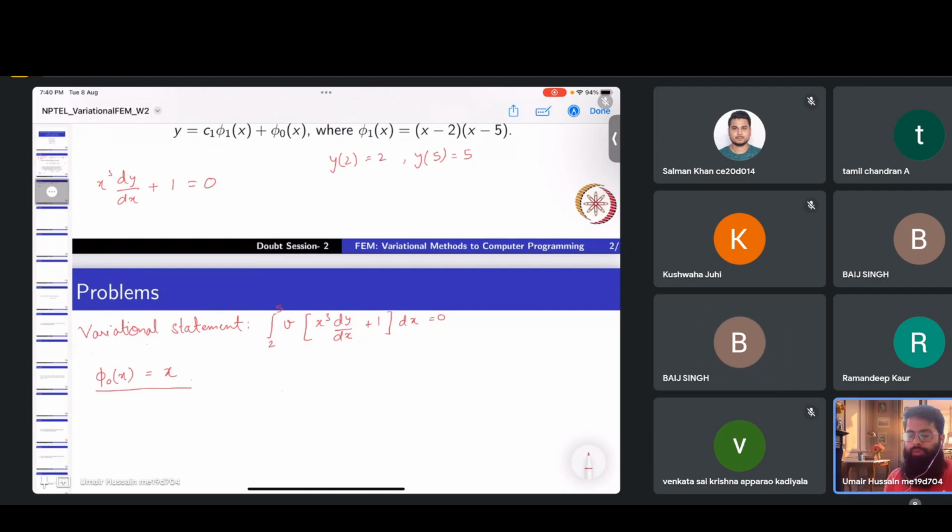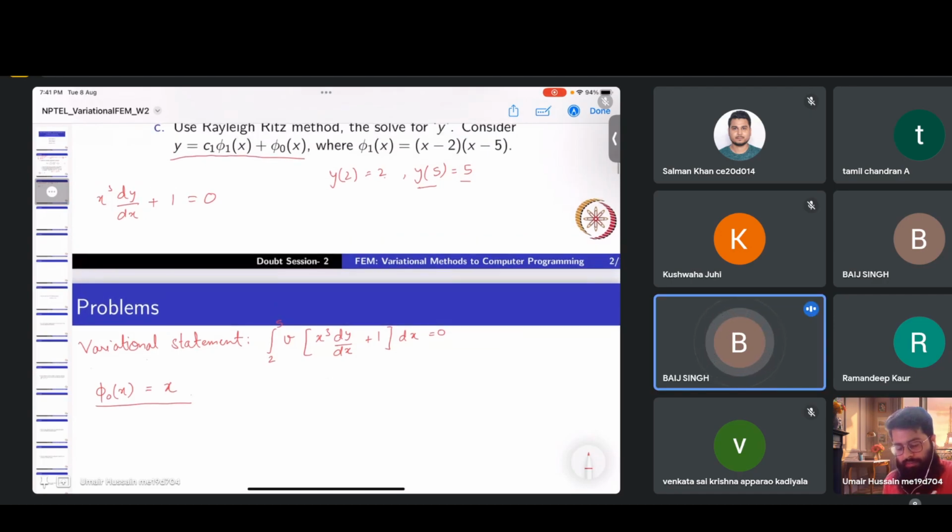You told me that the boundary conditions given were y at x equals 2 equals 2, and y at x equals 5 equals 5. Isn't it a linear relation, sir? So this cannot be done this way, no? You have to decide that as per the boundary conditions.